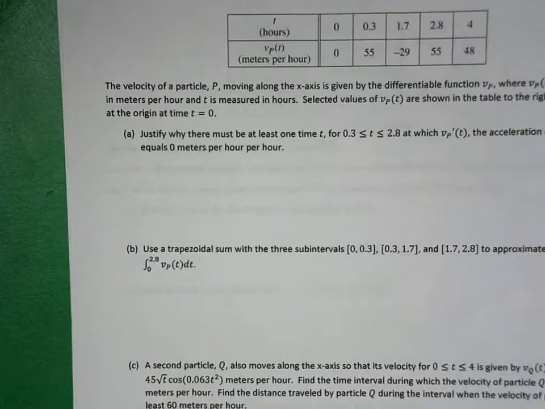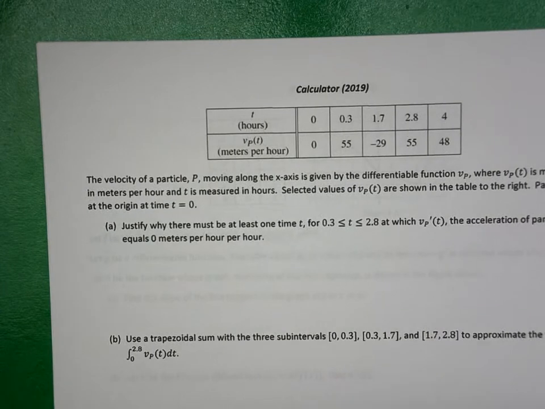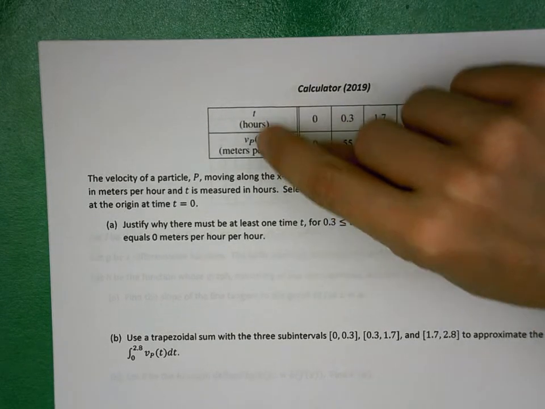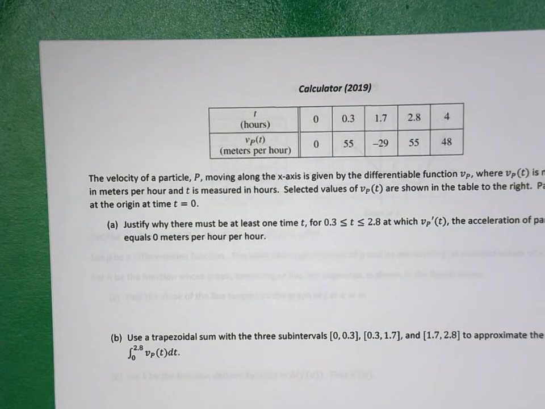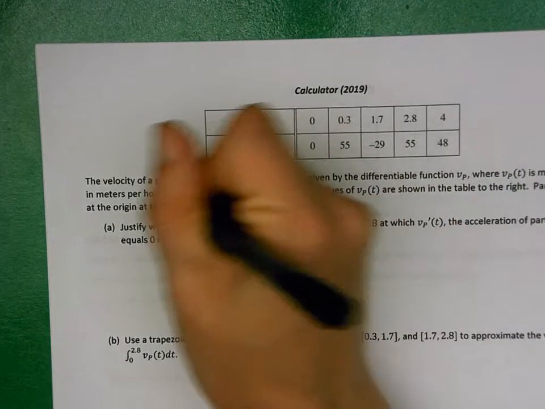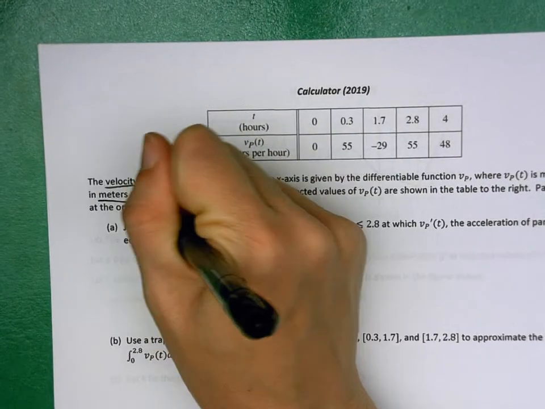Okay, next up we have another calculator one, 2019, so this was just last year. We have the velocity of a particle p moving along the x-axis is given by the differentiable function v sub p, where v sub p of t is measured in meters per hour and t is measured in hours. Okay, and we see all that reflected in our table, right? Hours, meters per hour. Again, I know I'm working with velocity, confirmed by my units here.